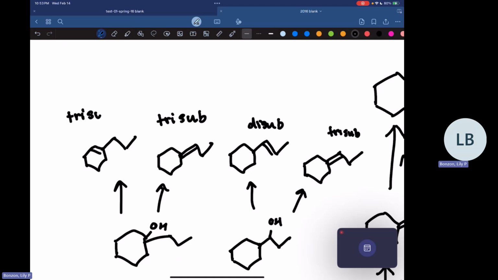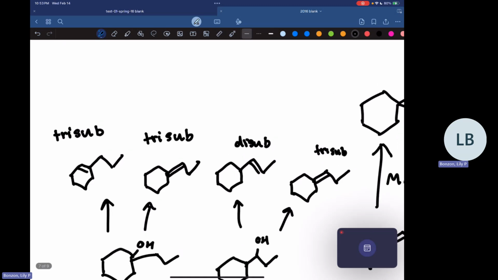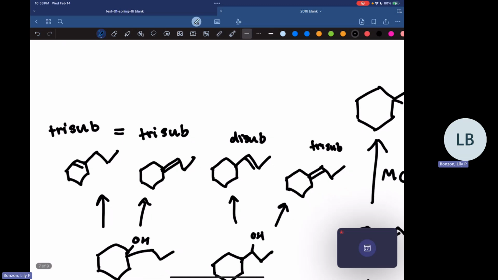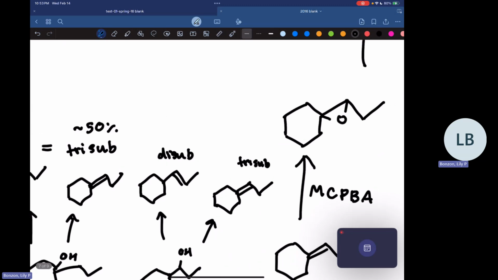Although there's only 2 options for both of them, we have to keep in mind the ratio of the products. On the left, this alcohol will form 2 different products, but both of them will be trisub products. And so that's going to give us a more equal ratio of product. And so we're actually going to form less of the product that we want. Whereas over here on the right, since trisub is more stable, we're going to form more of that product versus the other product, which is less stable.